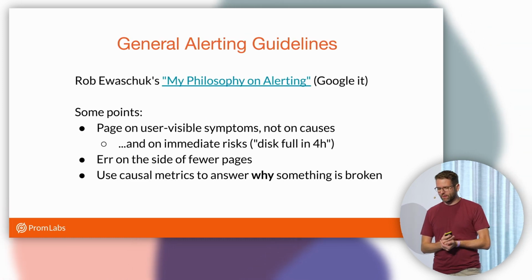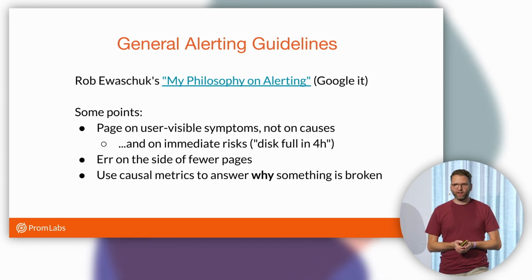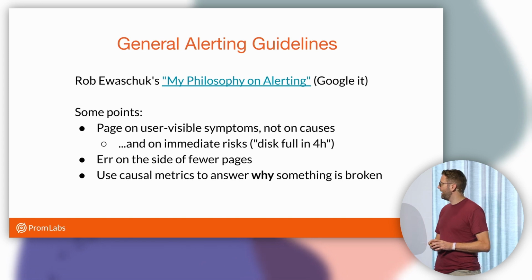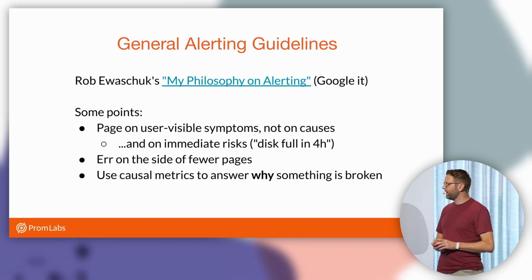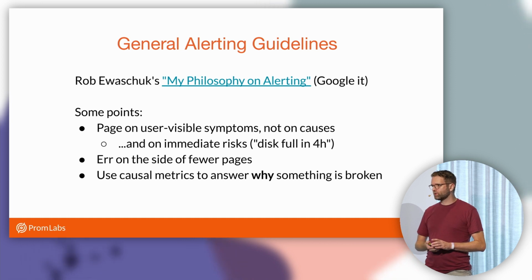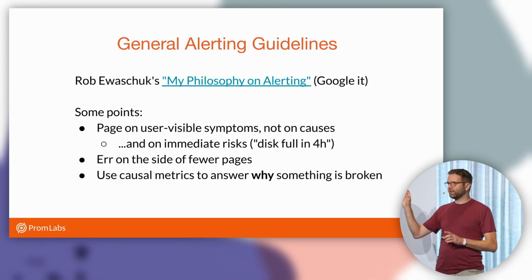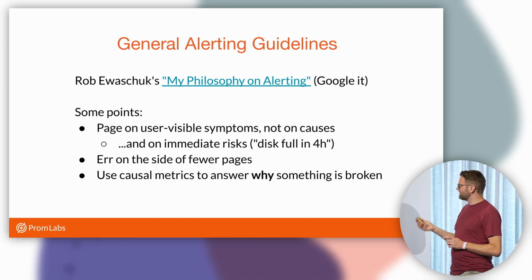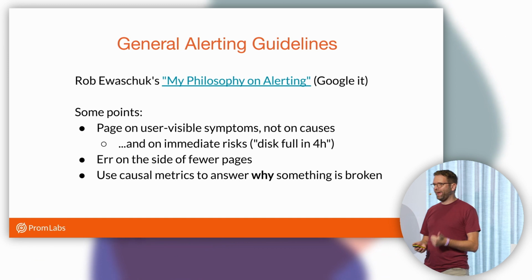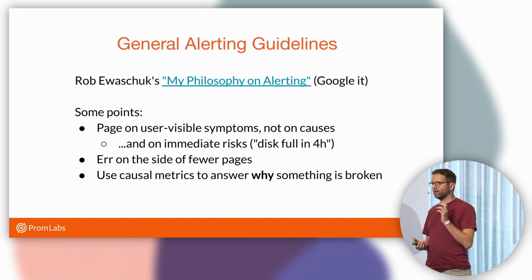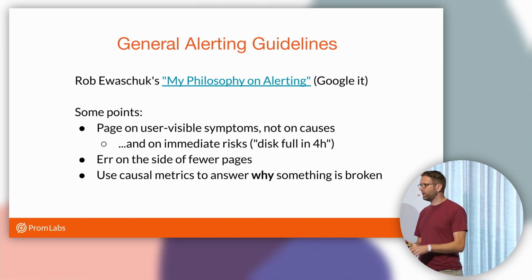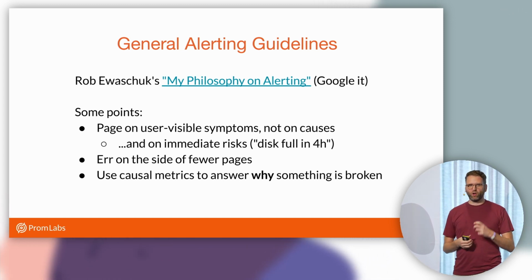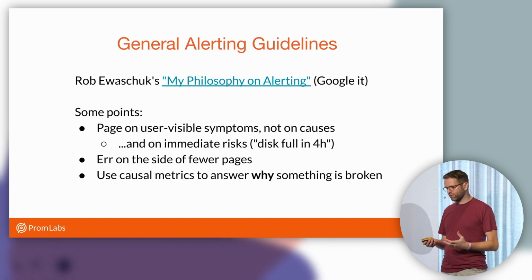For alerting now, there's again some good general guidelines. Many of you might know this document by Rob Ewaschuk, written a long time ago. He was at Google once, wrote a philosophy on alerting. It's quite a long Google doc. When you go on it, you always see a lot of anonymous animals at the top reading it. But some of the main takeaways are, try to page on user visible symptoms, like, hey, is the site down? Is the site slow? Are there errors? Versus trying to page an on-call person on all the possible underlying causes of a failure.